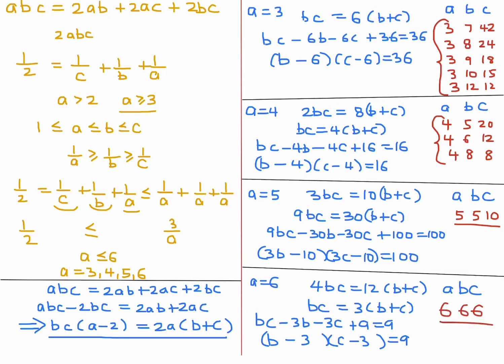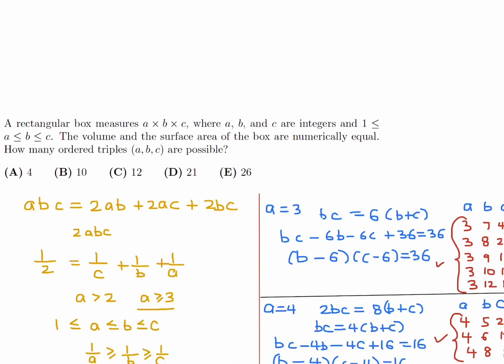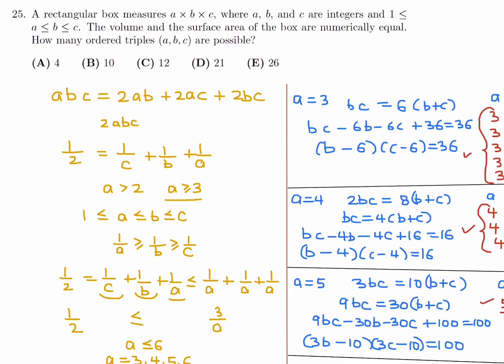So there we go. We have 5 here, 3 here. That's 8, 9, and 10. We have 10 ordered triples. So number 25, the answer is 10, which is choice B.